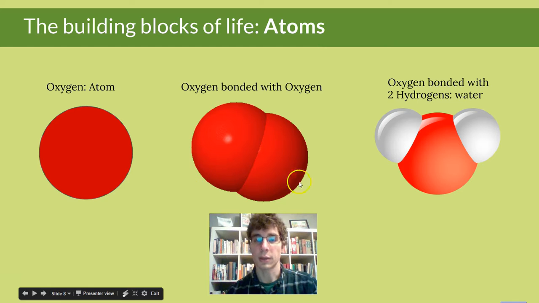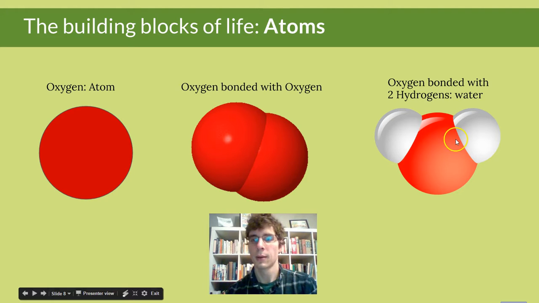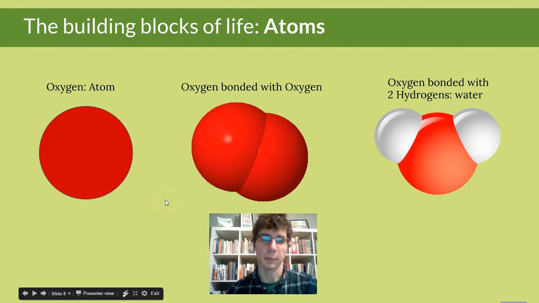Here we have oxygen bonded to another oxygen atom, and in this case, you can see they're more like half circles. So this is what oxygen looks like when it's floating around in our air, actually. It's bonded with another oxygen atom, two oxygen atoms. We call it O2. And then we have oxygen bonded with two hydrogens. In this case, oxygen, the red one. Two white circles here represent hydrogen. So it's oxygen bonded with two hydrogens, and that makes water. So we have these simple elements bonding together to make something more complex like water. That's why atoms are the building blocks of life.